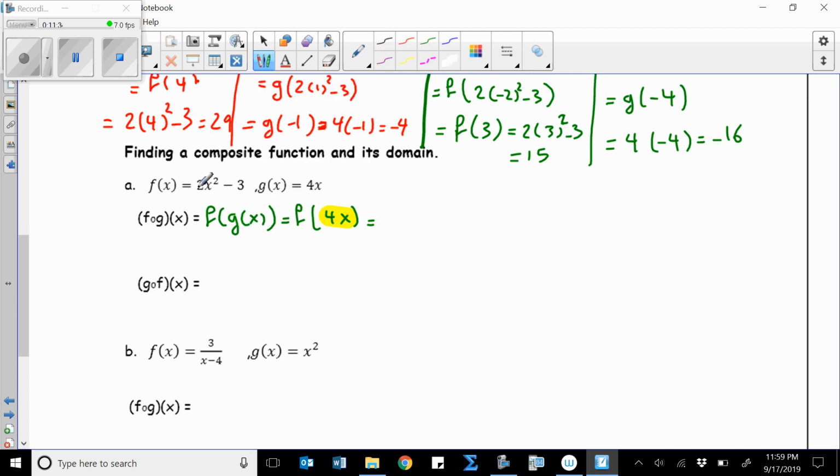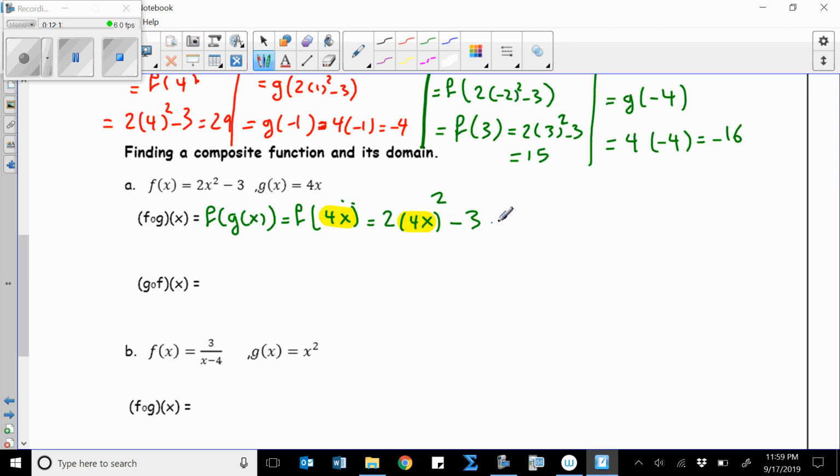So in our original function of f of x, wherever we had x, we are going to replace that with this 4x. So we had 2 times x squared minus 3. This was our f of x. But instead of x this time, we are going to replace this 4x. So this will be our new value for x. So I'm going to replace that with 4x.